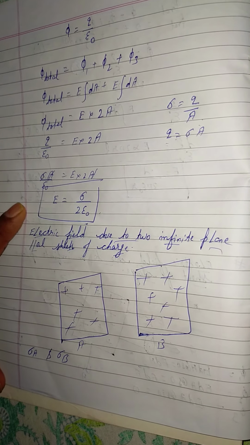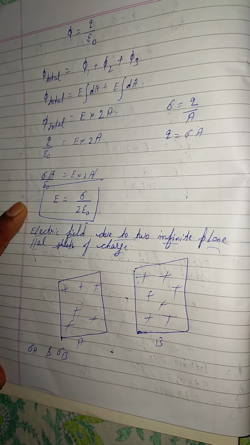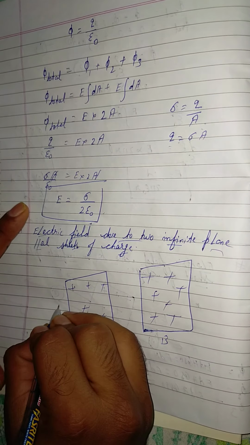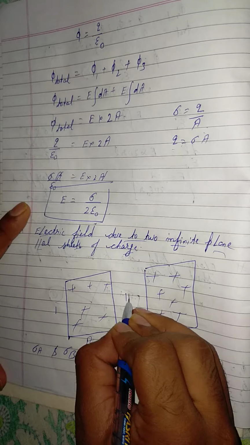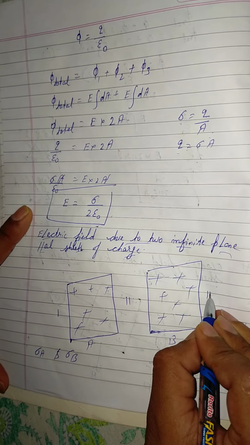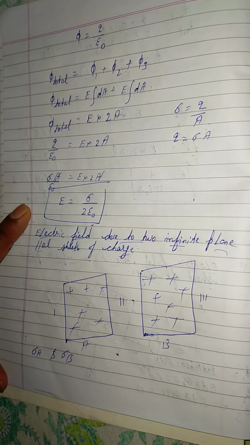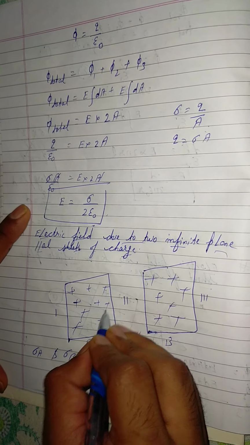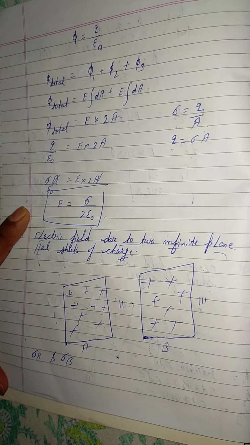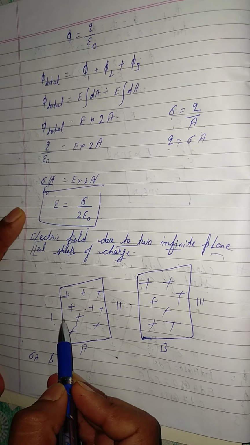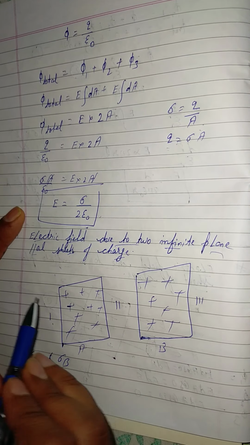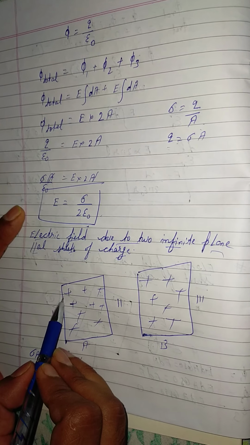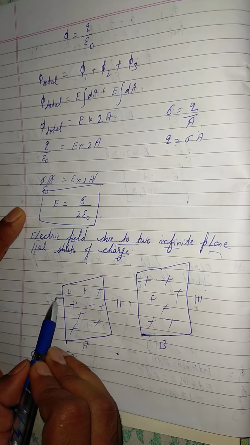Okay, now we want to calculate the electric field in three regions: first, second and third region. Now you can see that for region 1, the electric field lines move along, but in which direction? It will move from right to left, meaning in this direction.